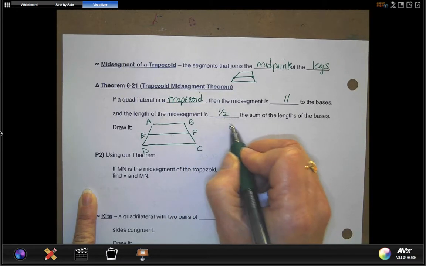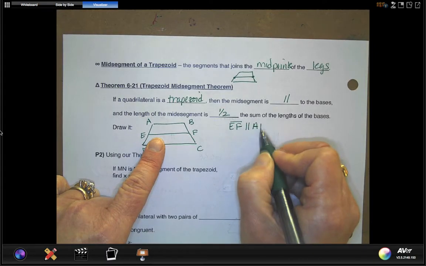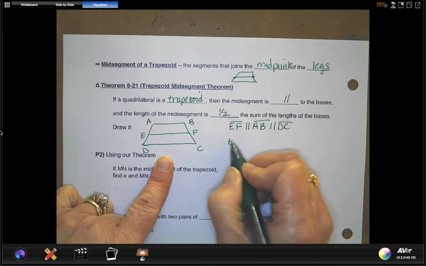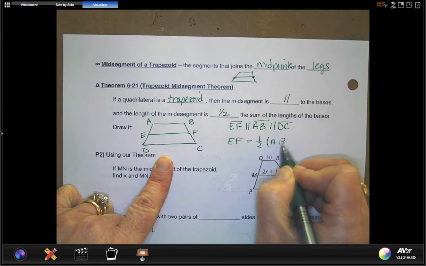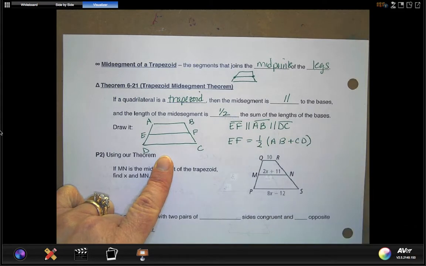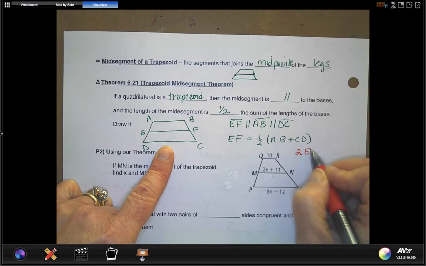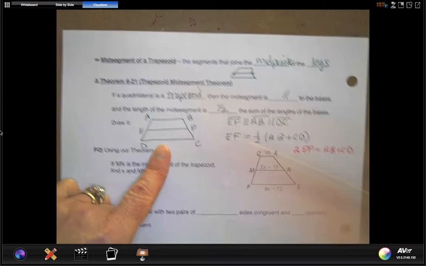So what this is saying here is that that midsegment is parallel to each base, and that midsegment, the length of it, is half the sum of the other two bases. Of course, you could also say the sum of the other two is double the midsegment, so that would also work, okay?